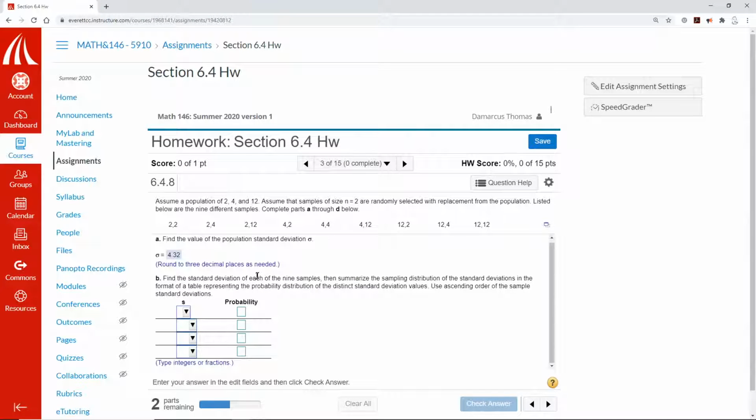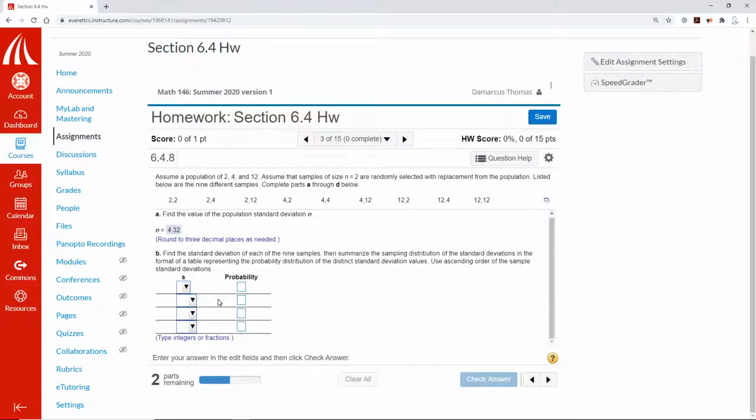Here's the next question. Find the deviation of each of the 9 samples. Then summarize the sampling distribution of the standard deviations in the format of a table representing the probability distribution. It seems like you guys have already done this. And we're eventually going to compare, does the population deviation target the sampling distribution? And the truth is sometimes it does and sometimes it doesn't, because this is a standard deviation.